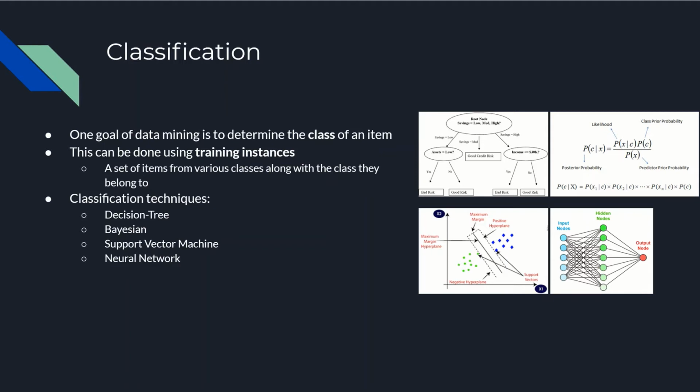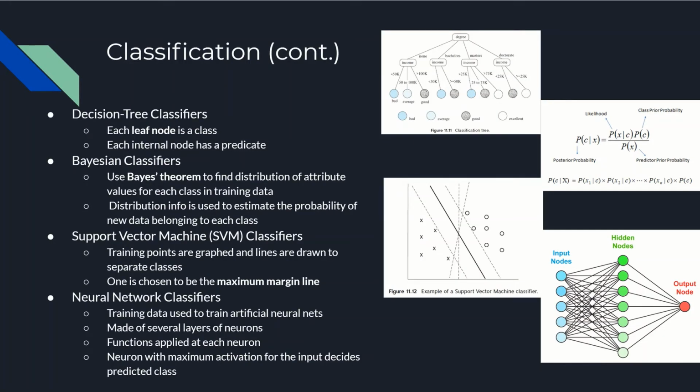There are 4 classification techniques that the book mentions. Those are decision tree, Bayesian, support vector machine, and neural network classifiers. Decision tree classifiers are widely used. Each leaf node is a class. Each internal node has a predicate, condition, or function. Then each predicate is evaluated as data is passed through to ultimately find which child to go to, thereby identifying its class.